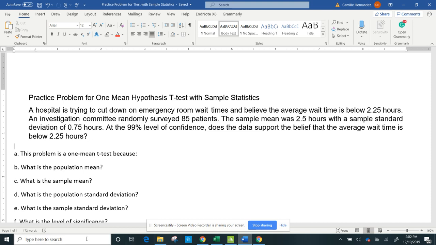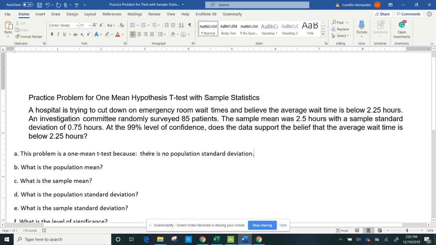Okay, this problem is a one mean t-test because there is no population standard deviation. There's just not one, it's not given, and there's not one that says that it's known. So I can answer D and say that there is none given, or NA. The reason I do that is I'm just trying to close the loop and show that what we looked at for the Z-test is different from what we look at for the t-test.